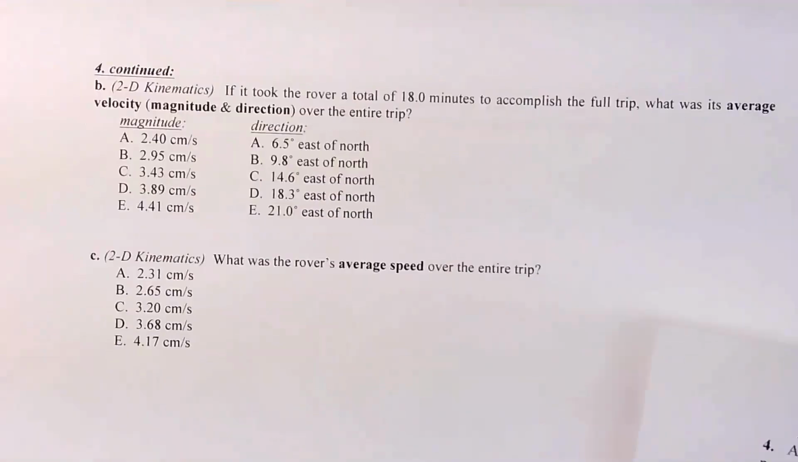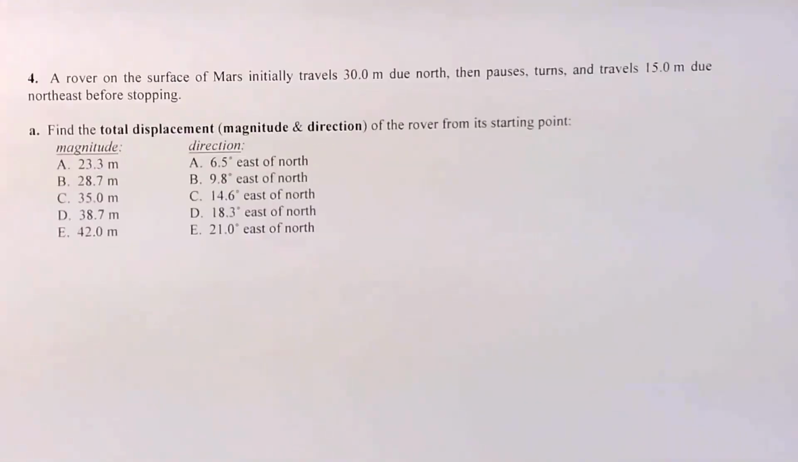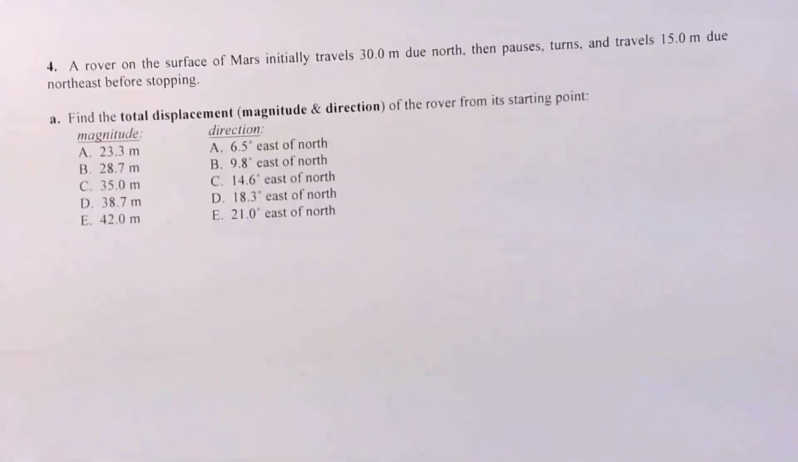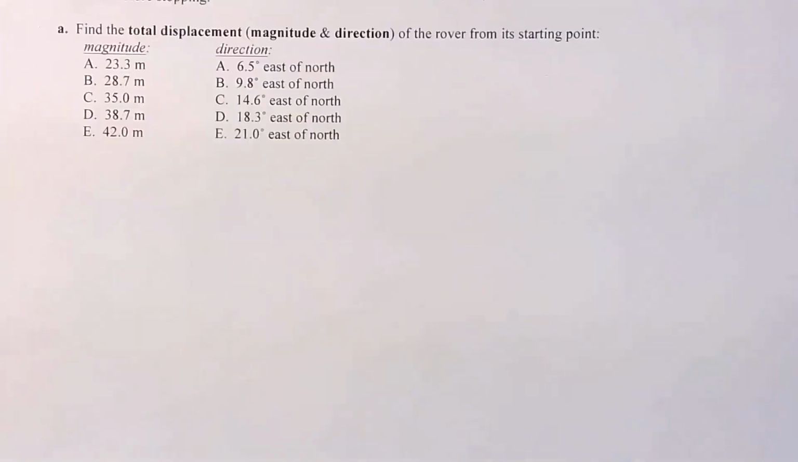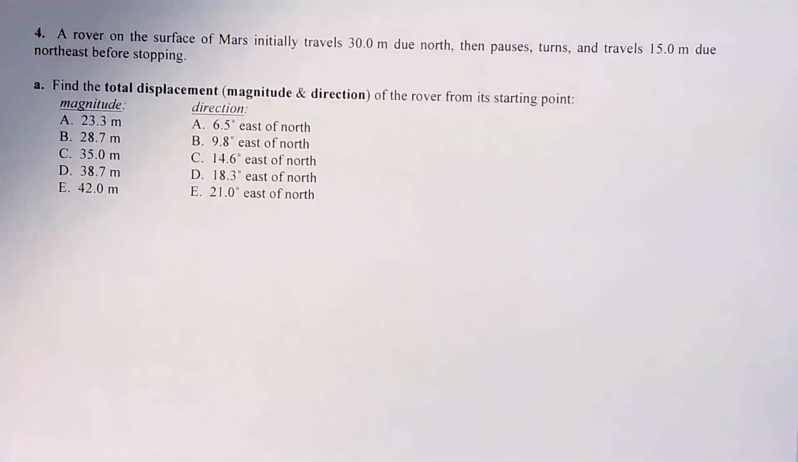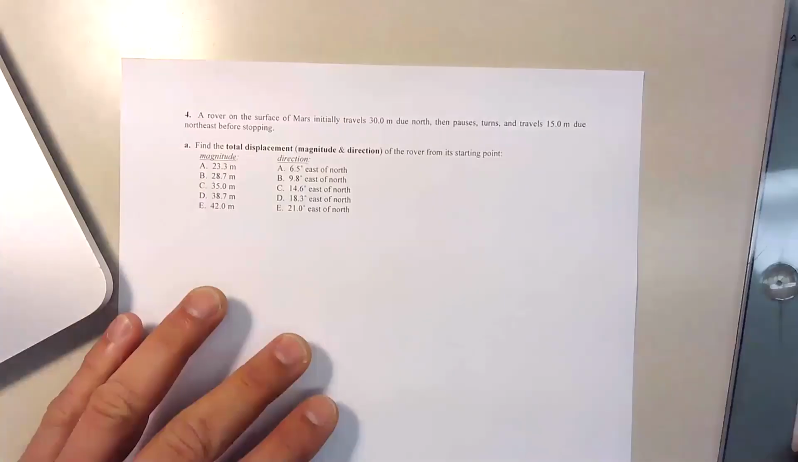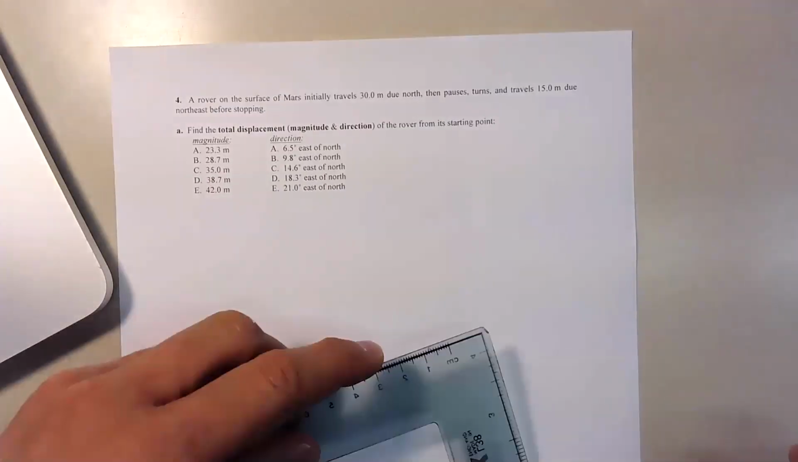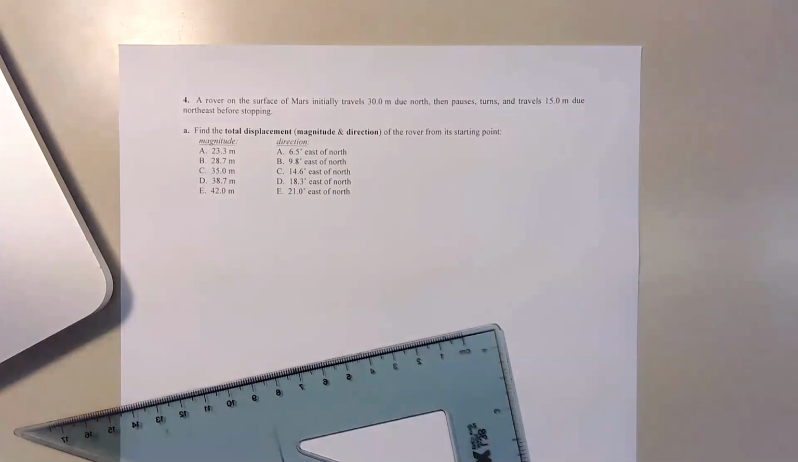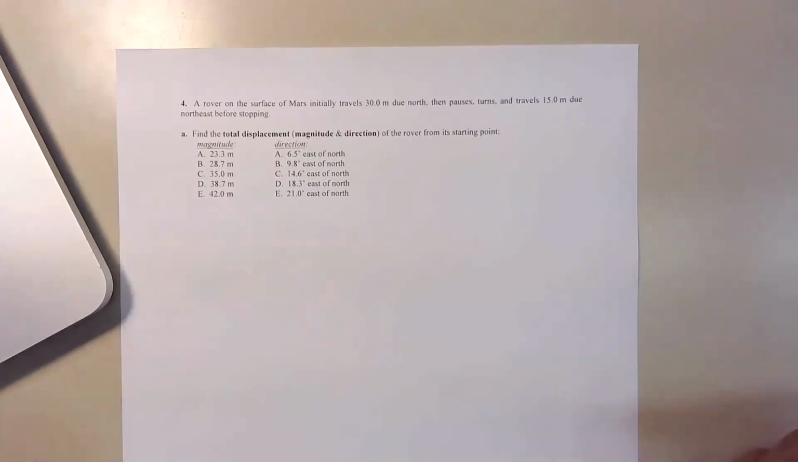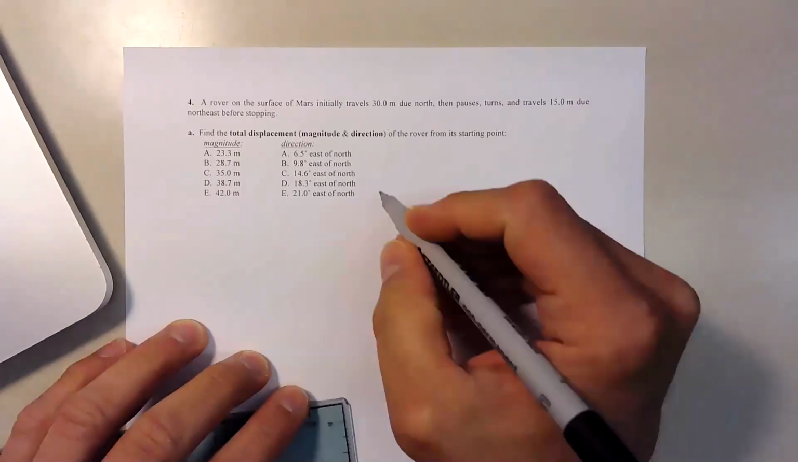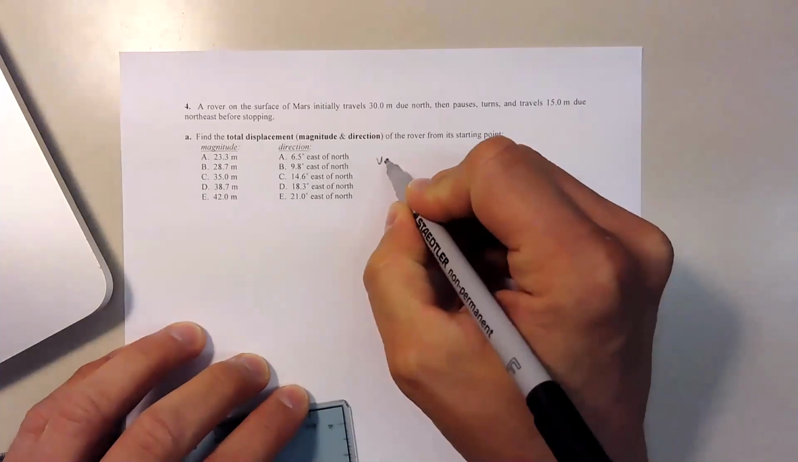First, let's solve for the total displacement. I'm going to zoom out one bit here because these vectors are going to be a little big. First, let me do a graphical representation of this vector sum.